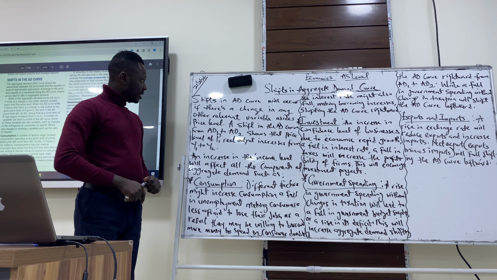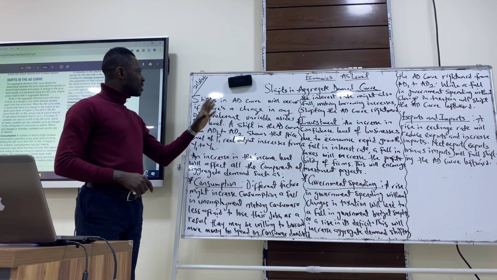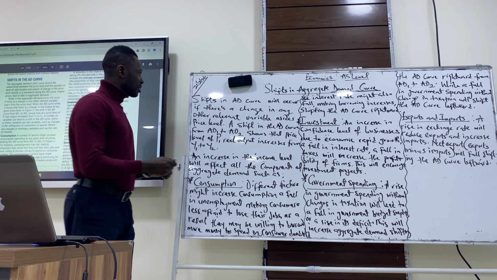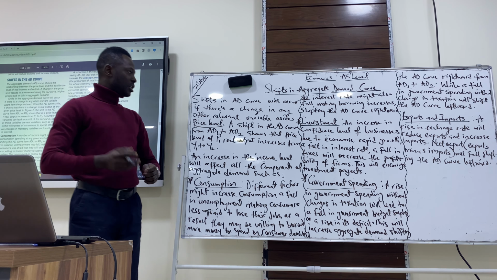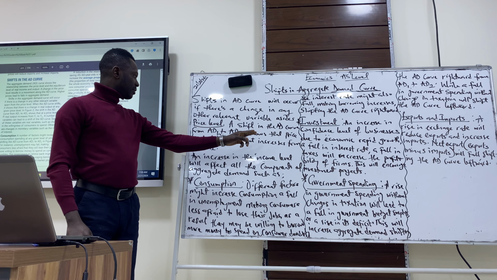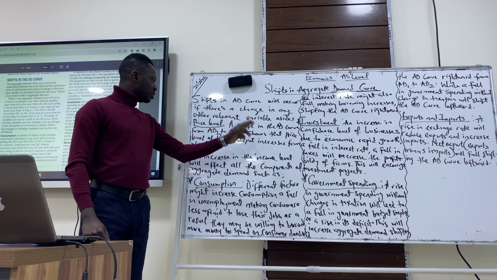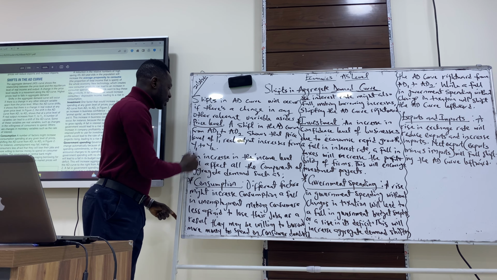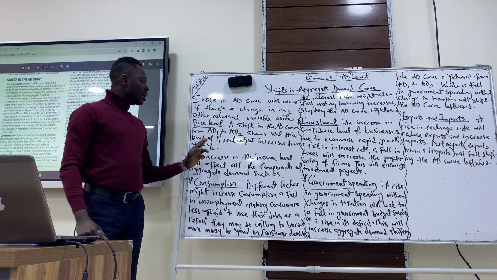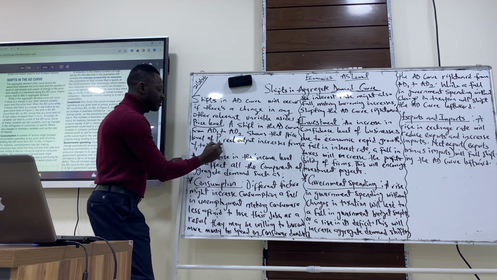So, look at what I wrote here. A shift in the aggregate demand curve will occur if there's a change in any other relevant variables aside from price level. That means other factors, maybe income, have changed. So, here, a shift in the AD curve from AD1 to AD2 shows that at the price level of P1, the output increases from Y1 to Y2. So when we talk about an increase from Y1 to Y2, we're talking about the income level.